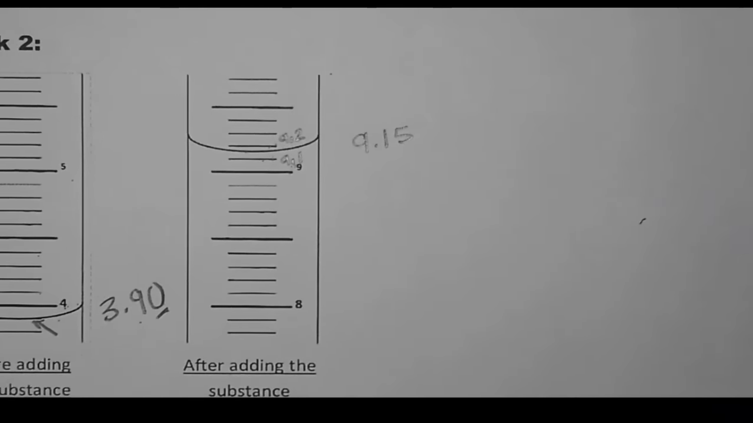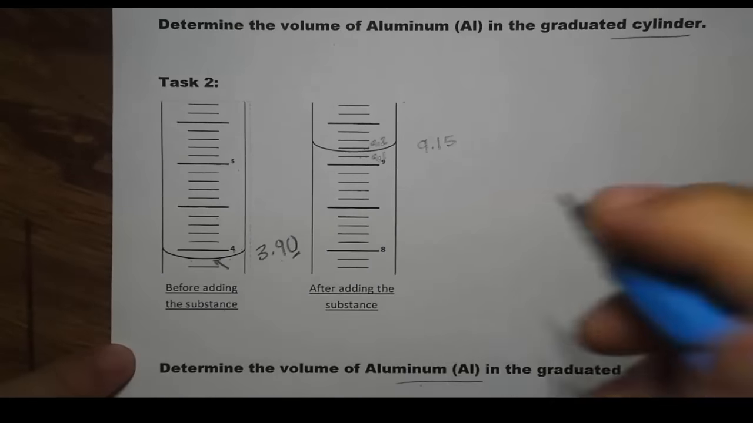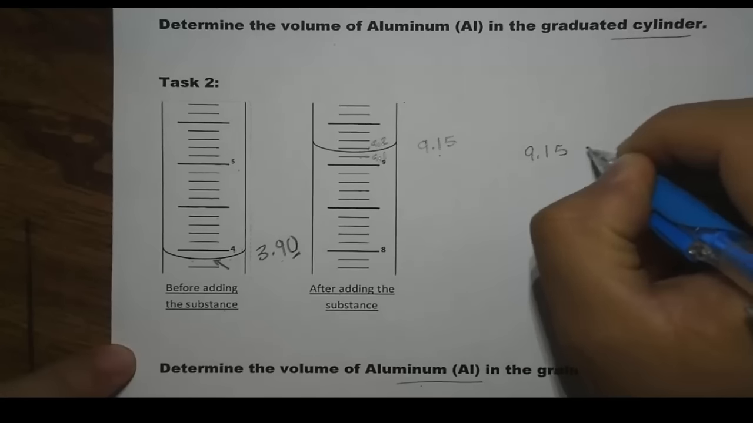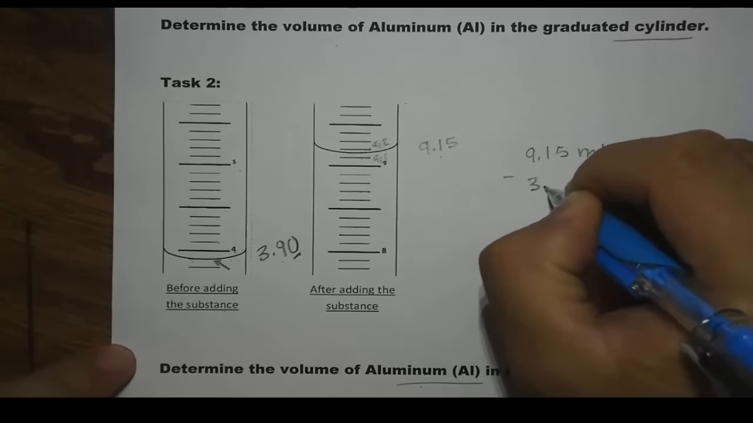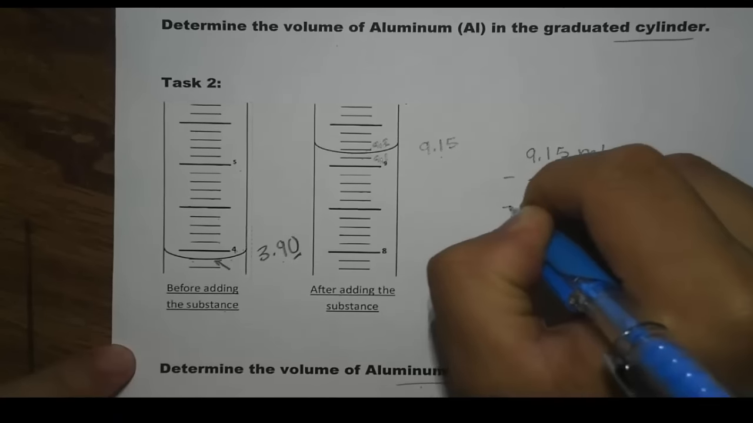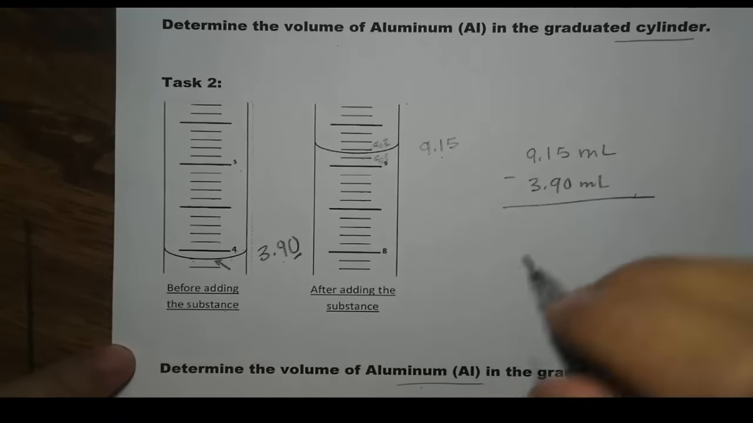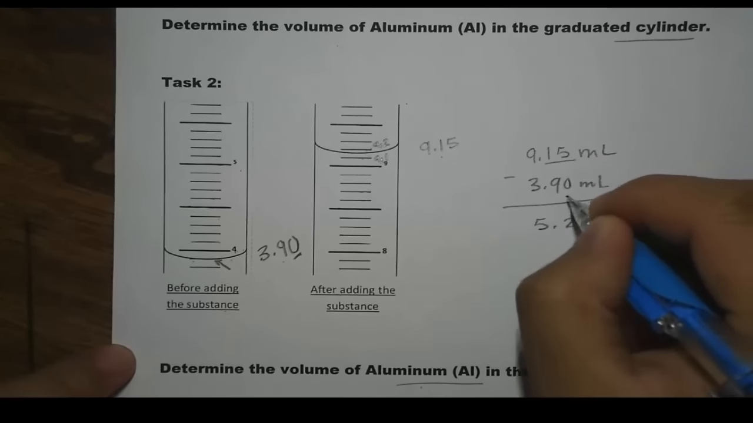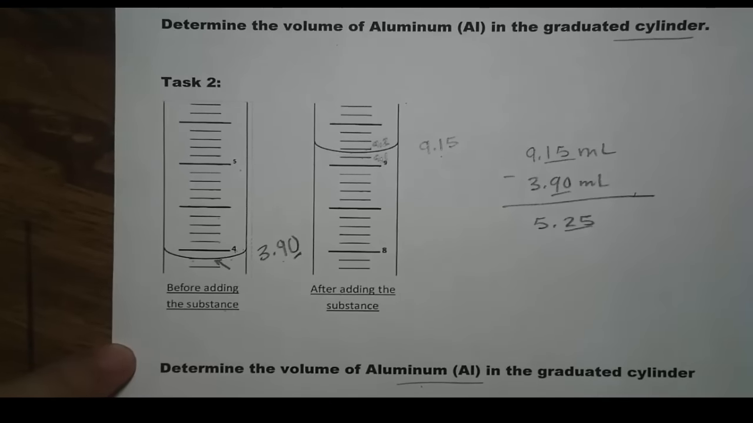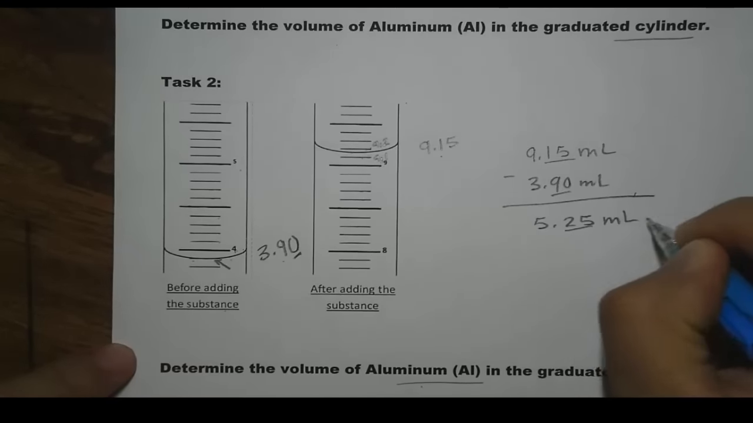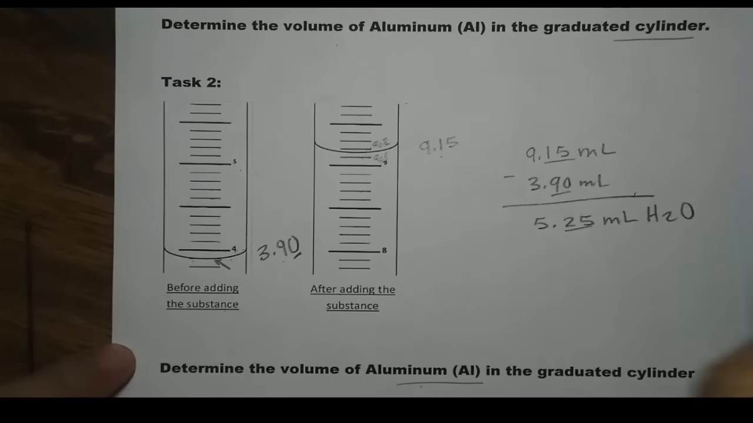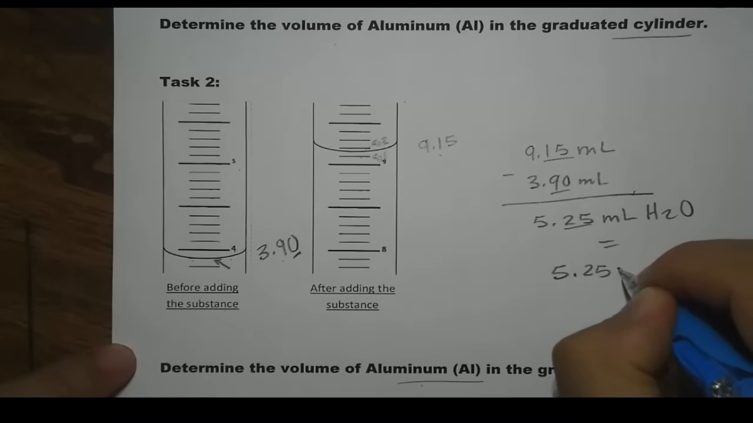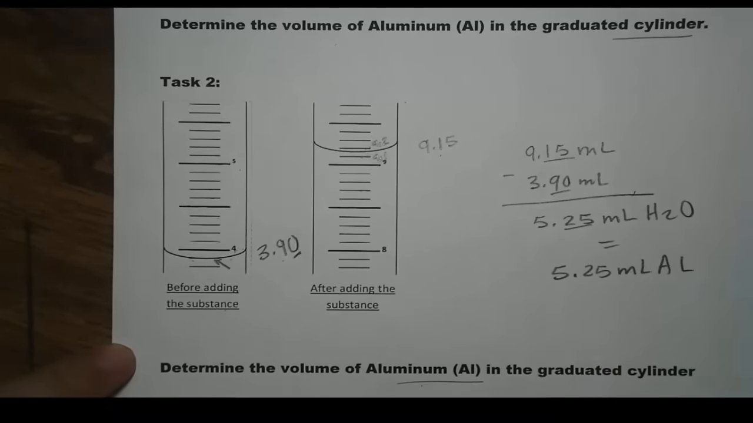Again, let's go back and look at our difference. Basically, you take the final minus the initial, which is 9.15 mL minus 3.90 mL. That will give us the volume of aluminum, 5.25. Notice how this has 2 decimal places and this has 2 decimal places. Therefore, this must also have 2 decimal places. So 5.25 mL of H2O being displaced, which is equal to the volume of aluminum as well. Isn't that easy?